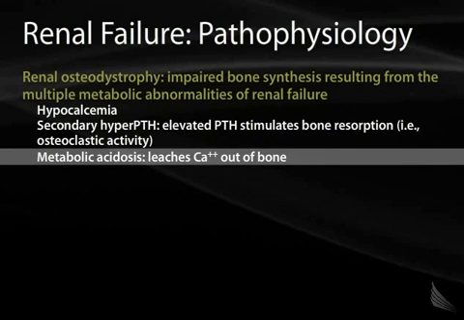Metabolic acidosis also contributes to the renal osteodystrophy. The increased acid load stimulates buffering by bone, releasing calcium and potential bases from the bone. This contributes to the already increased parathyroid activity, which has led to osteoclast activation and leading to further bone weakening.